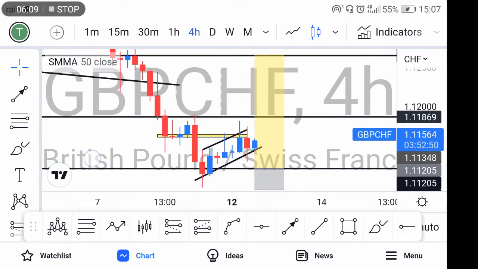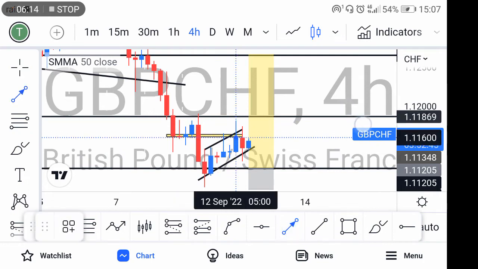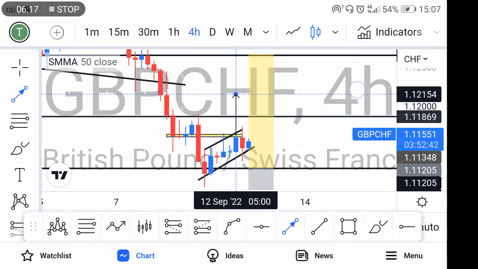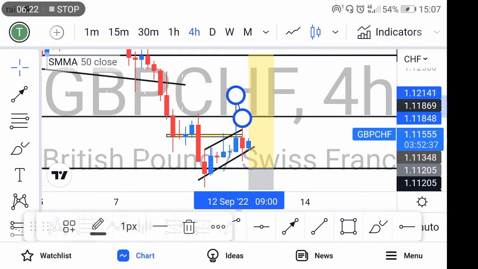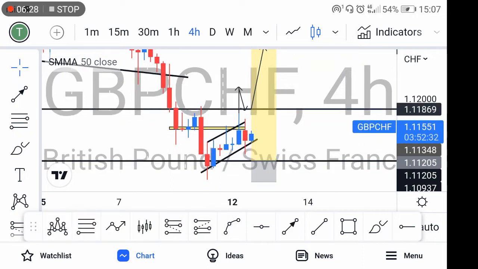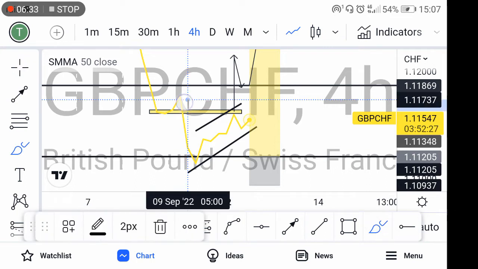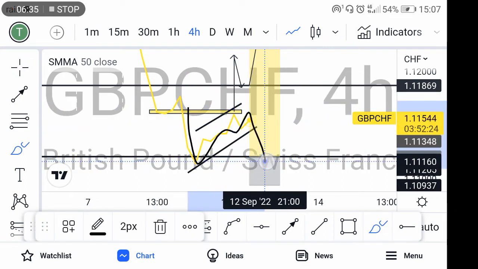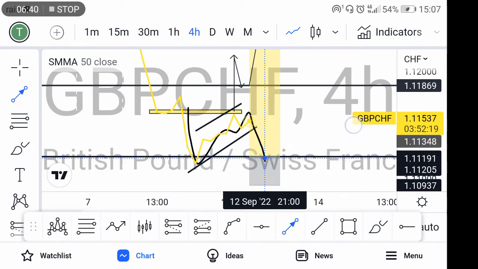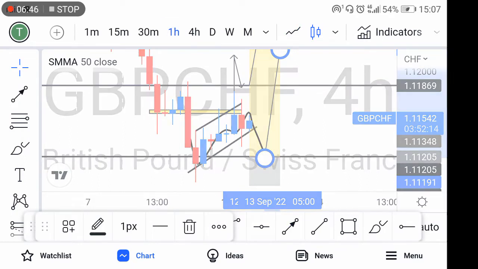Okay, on 4 hour, guys, I took an early entry, but it's one position. I want to see if it will break here to go up, come back and retest and continue going up. But the way I see it, it was more like an impulse correction. Maybe it might come here. Then if it gets here, I will take my confirmed entry to the upside. Let's go on 1 hour.